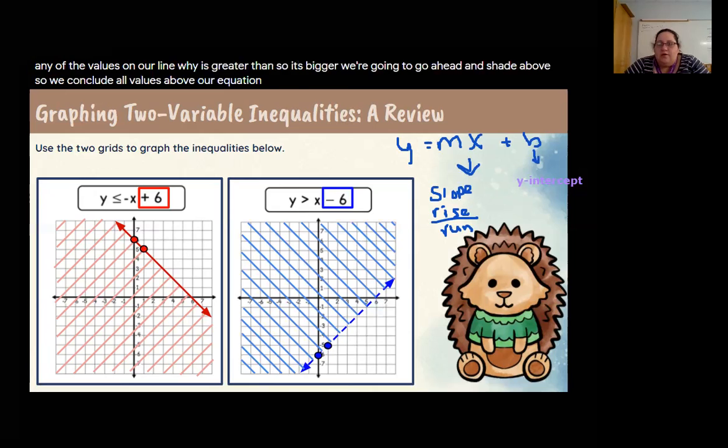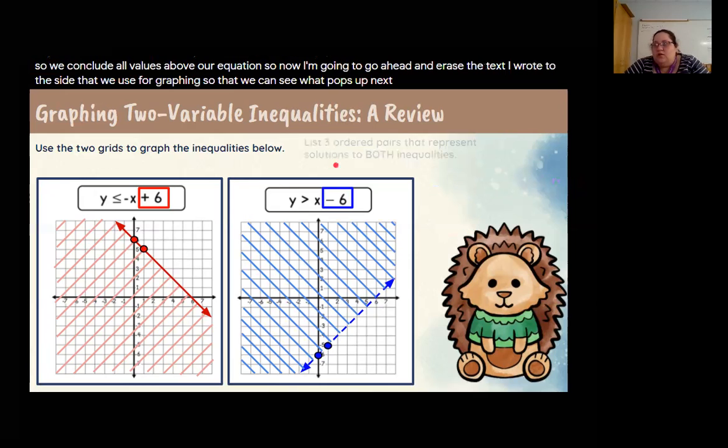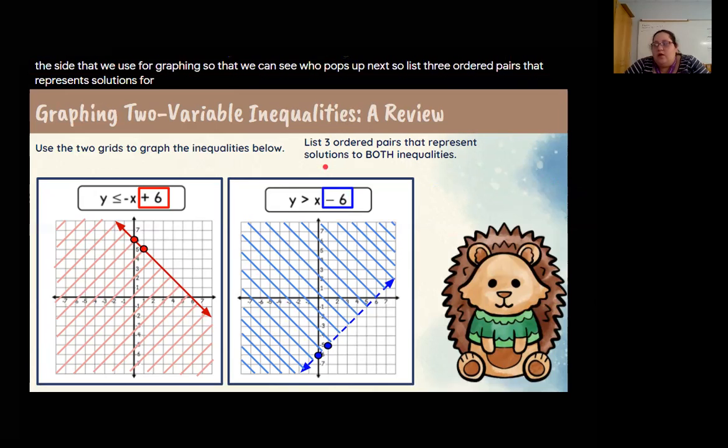So now I'm going to go ahead and erase the text that I wrote to the side that we used for graphing so that we can see what pops up next. So list 3 ordered pairs that represent solutions for both inequalities. So we want to find points that would be shaded in this area as well as shaded in this area.